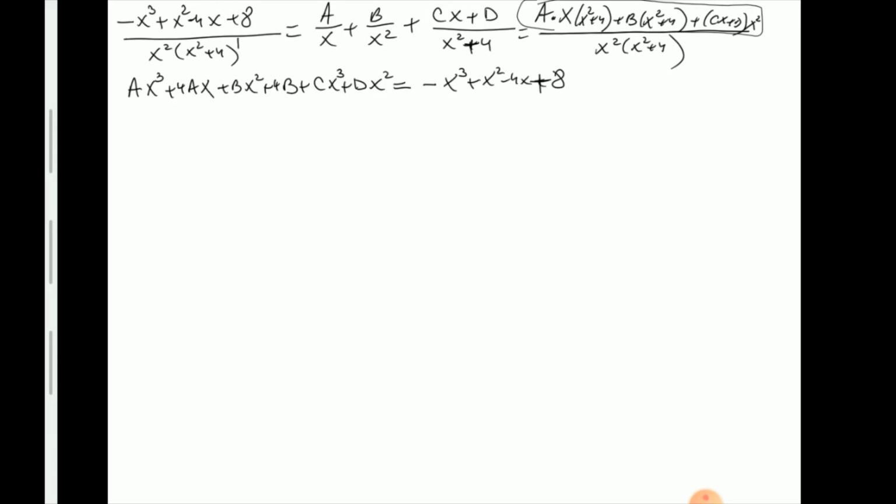Now on the left, collect the terms according to the powers of x. So a plus c, quantity x cubed. X squared appears in 2 positions, b plus d x squared. 4ax is by itself. That's going to be very good. You'll see that makes things much easier when you solve for a, b, c, and d. And then the constant 4b by itself.